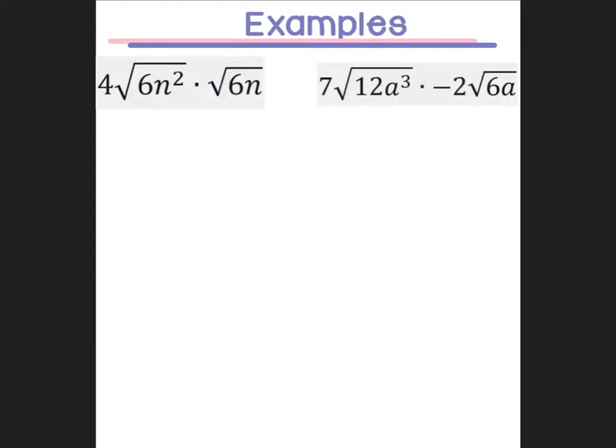The next few examples include variables, but it's the exact same process. So you can multiply any numbers outside the square root. So 4 times 1 is 4. You can multiply any numbers inside the square root. So 6 times 6 is 36. N to the second times n is n to the third.